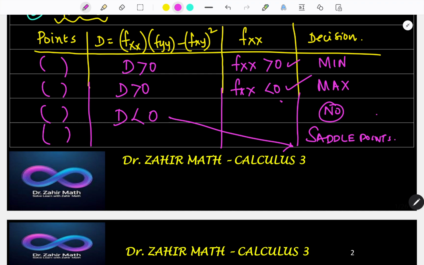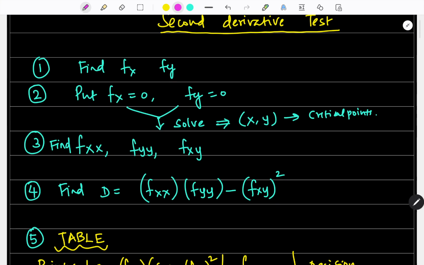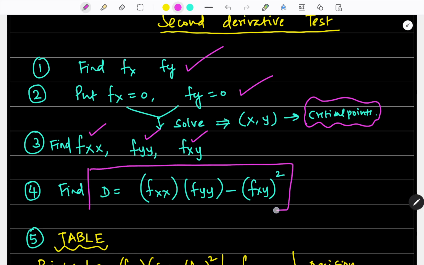Let me explain the steps again, listen carefully. First you find the first partial derivatives fx and fy, make them 0 and get the critical points. This is a very difficult part. After you get the critical points, keep them nearby. Then you find the second order derivatives fxx, fyy and fxy. Then you calculate D, the important thing, because the whole discussion depends on D. D is equal to fxx times fyy minus fxy the whole squared. All of this depends on the local maximum and minimum.